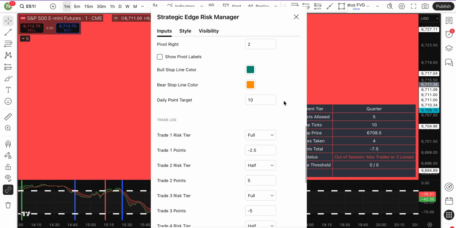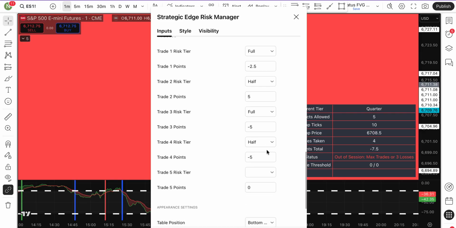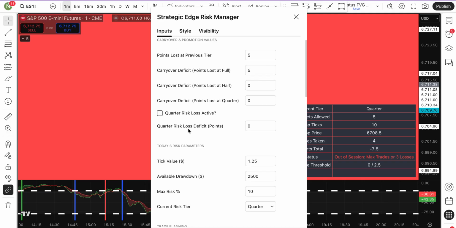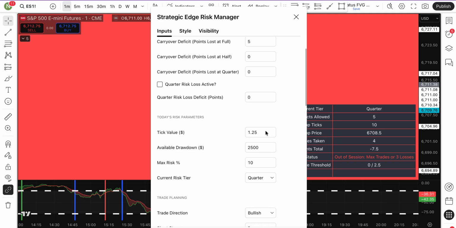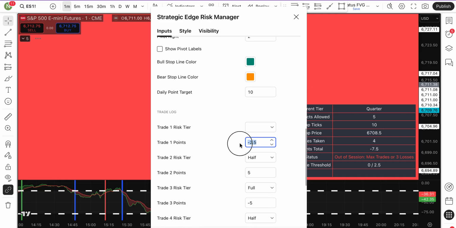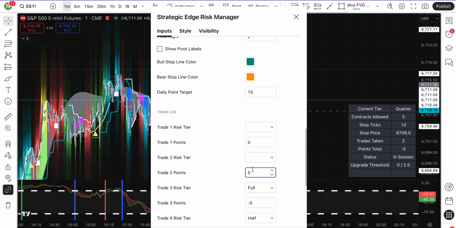And then we need to look at how many points we lost at full and at half. So at half, we lost 5. At full, we lost 5. Points lost at previous tier, 5. Carryover deficit, points lost at half, 5. Okay. And now we're ready to start trading tomorrow with quarter risk. So it's a new day. We're going to clear this out, make that 0, make that 0, make that 0, make that 0, all the way down.